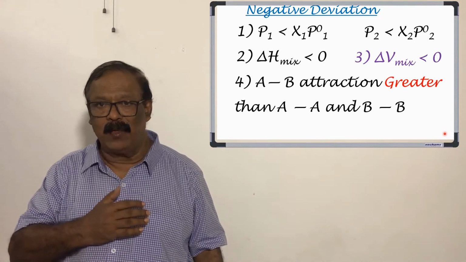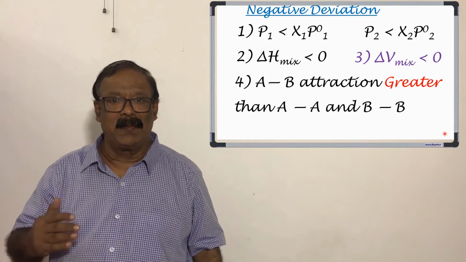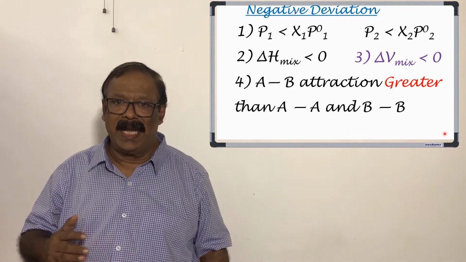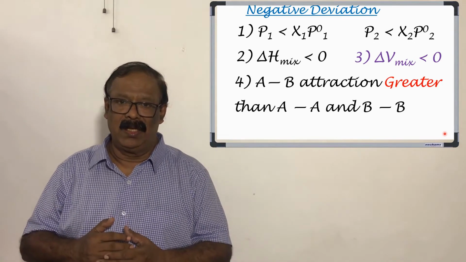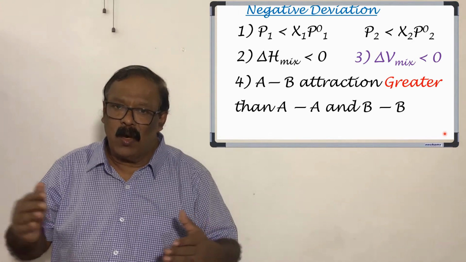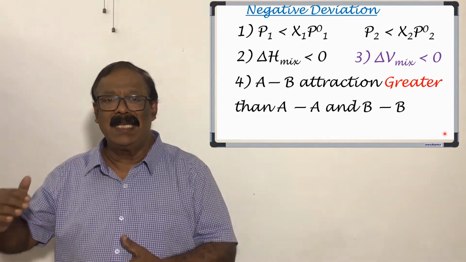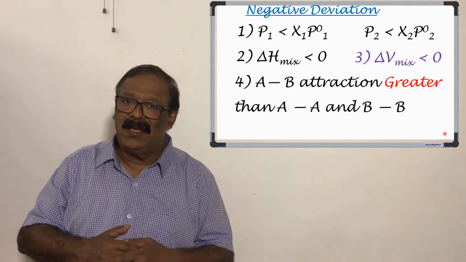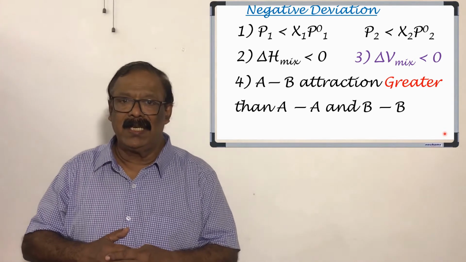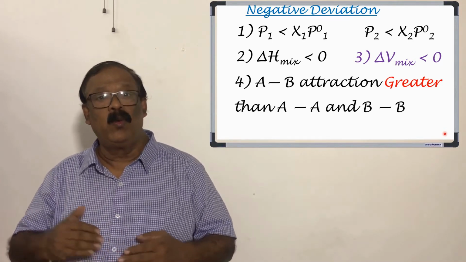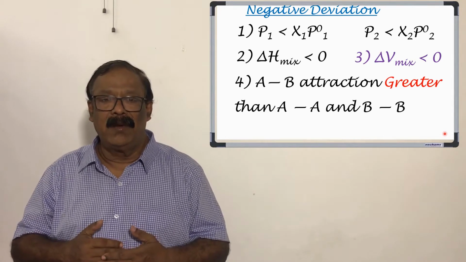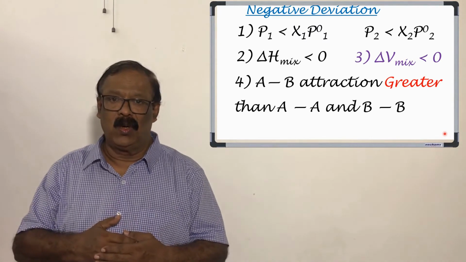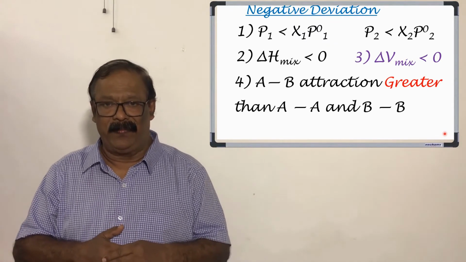And we have seen in the case of positive deviation, attraction plays an important role in the volume of the liquid. Here, attraction increases during mixing. So the molecules are coming closer, hence there is a decrease in volume. The increased force of attraction is due to formation of new stronger bonds, and formation of bond is always exothermic in nature. So delta H is negative.